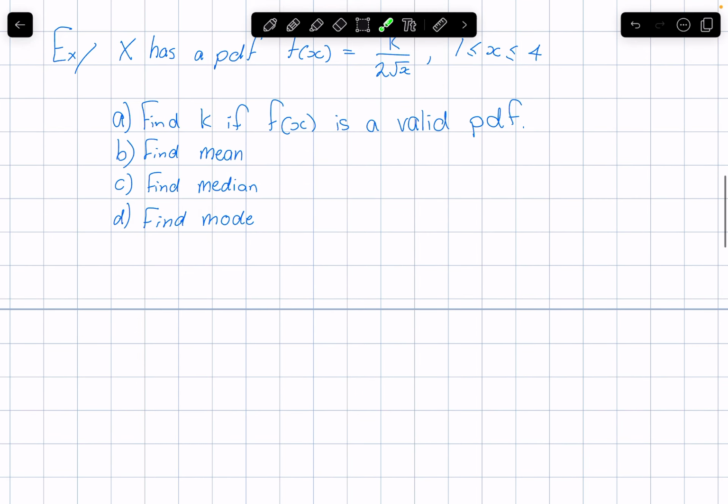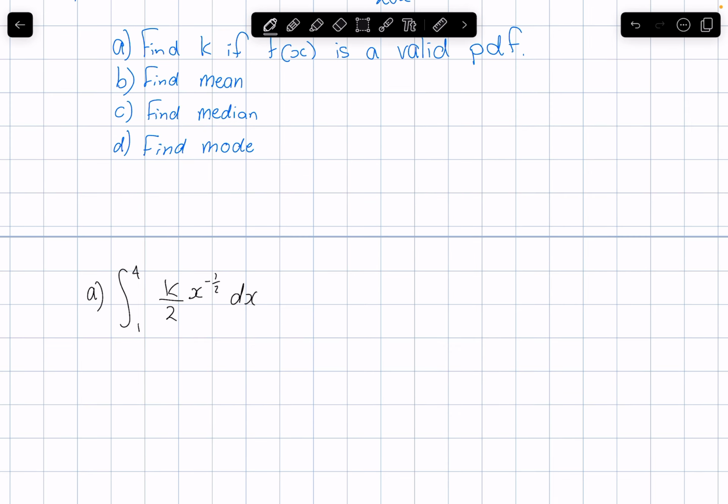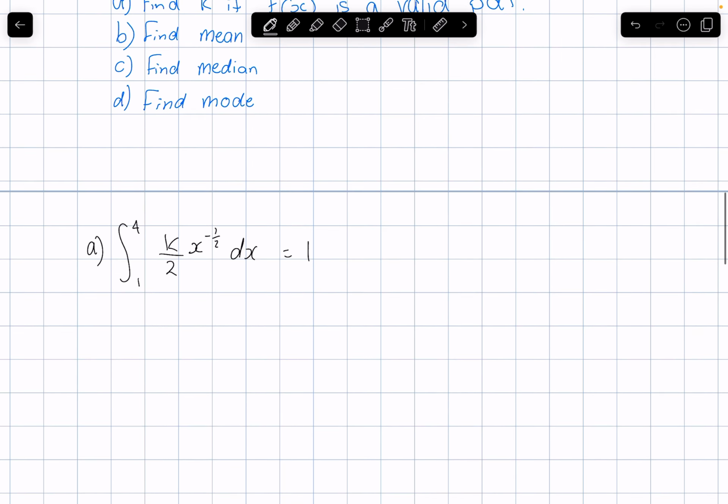So let's start off by finding k if f of x is a valid PDF. Now, what we need to do is integrate it. So this is part A, we're going to integrate from 1 to 4 of k over 2. Now I've got root x on the bottom, so I'm going to bring that up as x to the minus 1/2 dx, and now it's in a form that we can easily integrate. And we're saying that's equal to 1 because it's a valid PDF.